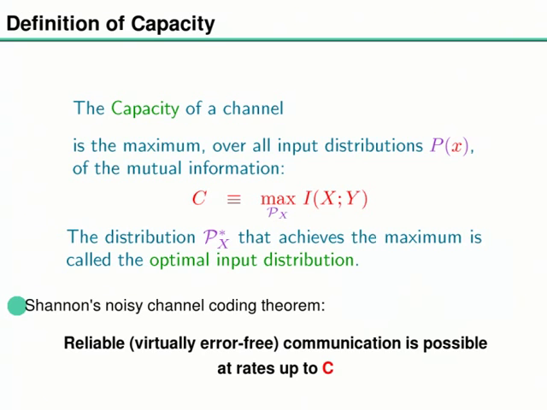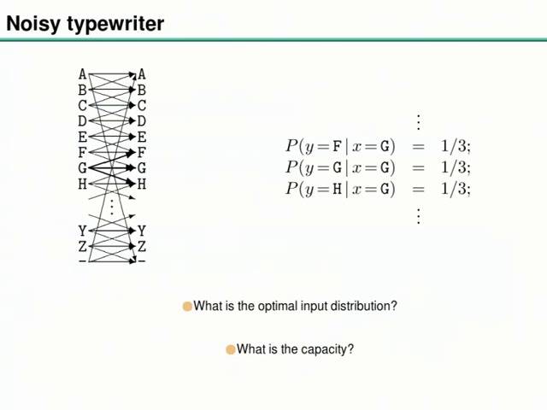So last time, we defined the capacity and we started looking at a few simple examples of channels and asking the question, well, what is the capacity of this channel? And we looked at a few and I left you with the exercise of looking at the noisy typewriter. So the first question is, okay, what is the optimal input distribution of this noisy typewriter and what's its capacity? So please turn to your neighbor and discuss your answer to this question.